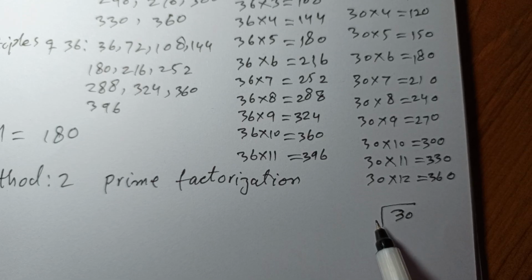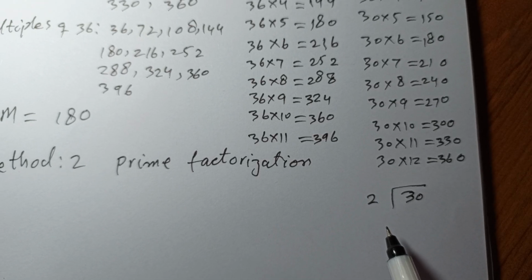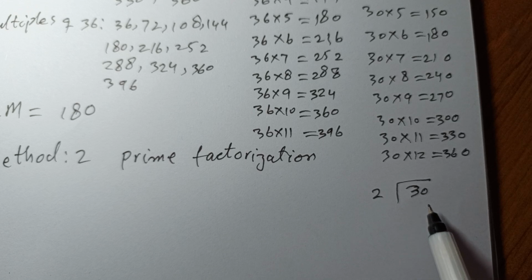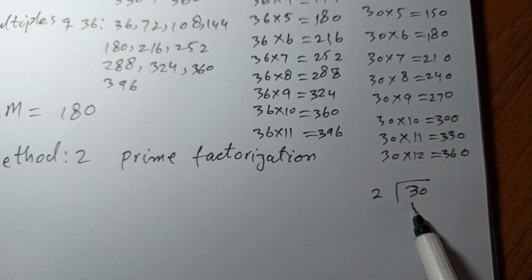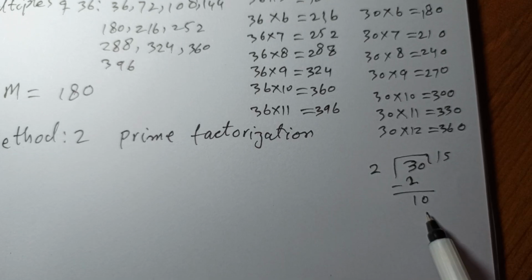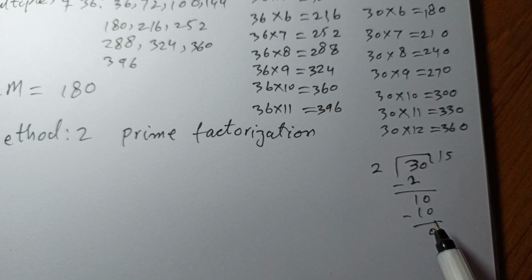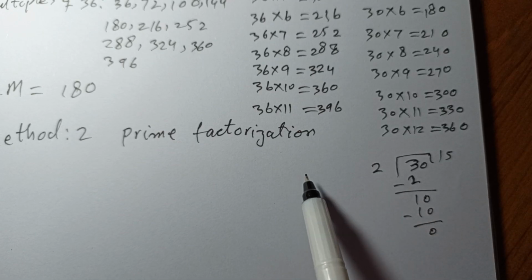You know that 30 can be divided by 2. 2 is the smallest prime number. You will always take a prime number to divide these. So divide 30 by 2. You will get 2 ones are 2. Now from 3 subtract 2, you will get 1, and 0 here, and 2 fives are 10. Remainder is 0. Remainder should always be 0. Now 15 is our answer.